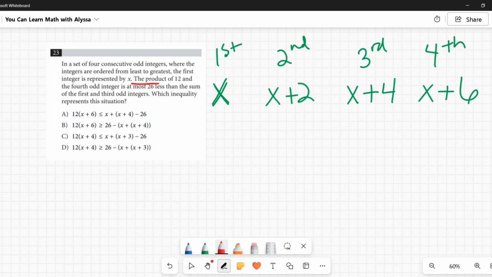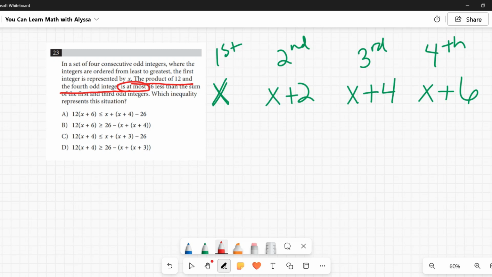So it says the product of 12 and the fourth odd integer is. I'm going to pause right there, because the "is" is usually an equals sign. But there's a little bit of a flourish here. It says not just "is," it's "is at most." Okay, so this is an inequality.